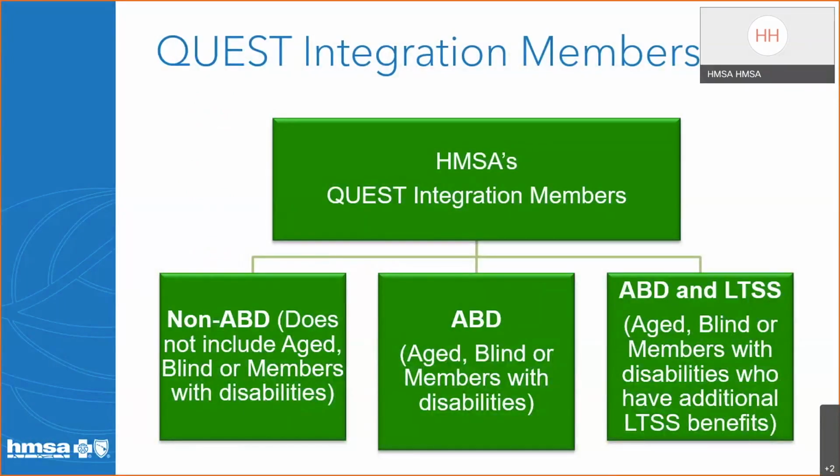Quest Integration members will belong to one of three groups: non-ABD, which is comprised of members who are not aged, blind, or disabled. The ABD group includes members who are aged, blind, or have disabilities. And the third group is the ABD and LTSS, or long-term services and supports. Members in this group have additional benefits to support their needs.